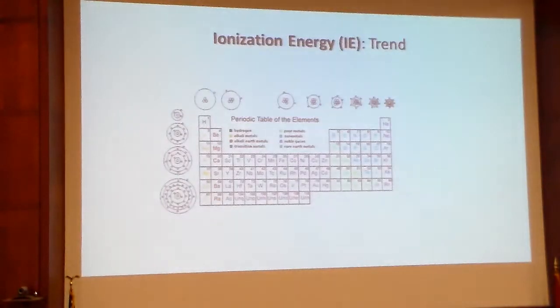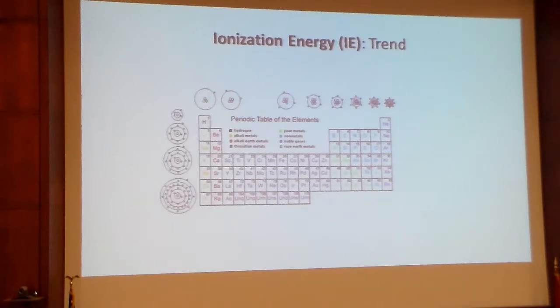Take a look at the trick. So what we know about size so far: at the bottom, it gets bigger. Across the period, it gets smaller. Now, if I compare lithium, sodium, potassium, and rubidium, all in group one, which one needs more energy to remove an electron?